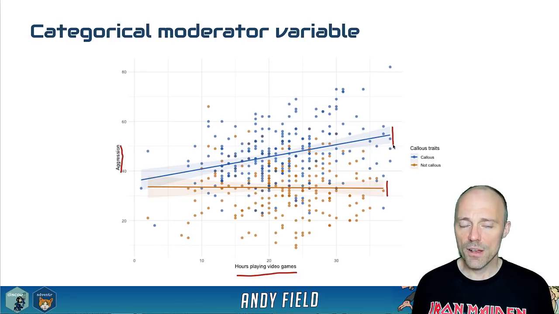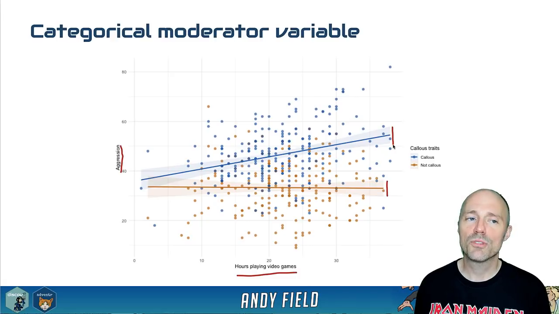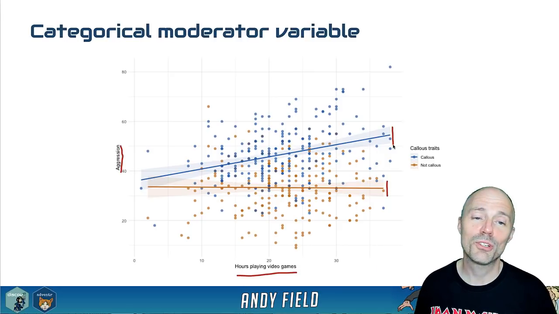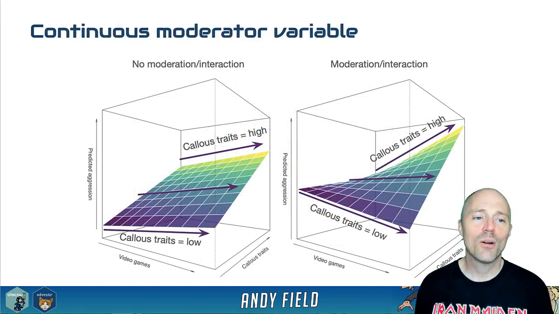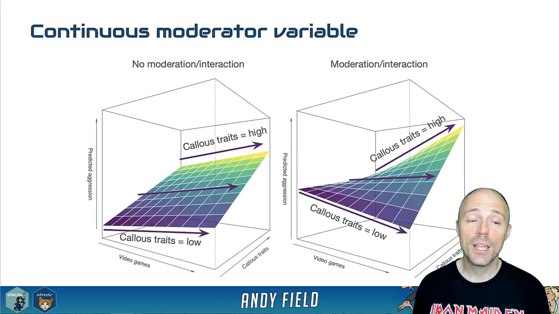So this is a kind of idealized illustration of moderation when you've got a categorical moderator variable. What you're saying is the effect of one variable on the outcome is different across different categories of the moderator. Imagine now that we've measured callous unemotional traits on a continuum. So what we're looking at here now is how the relationship between video gaming and aggression plays out at different levels of callous unemotional traits on that continuum.